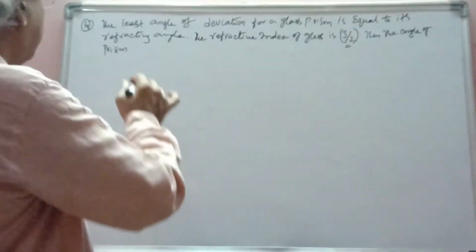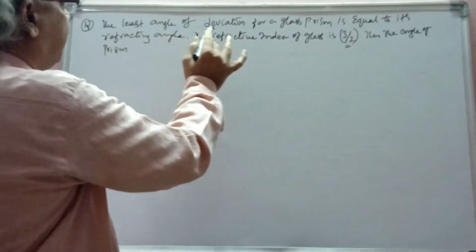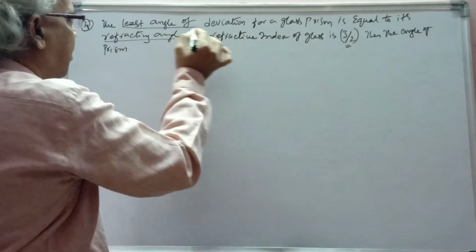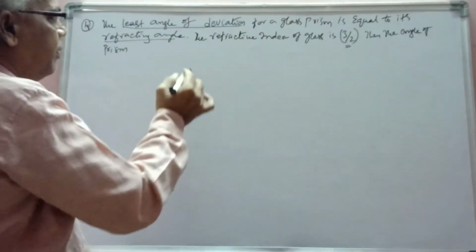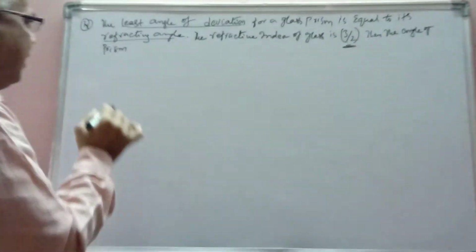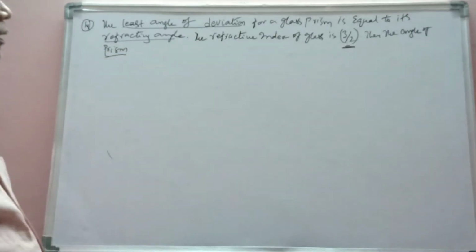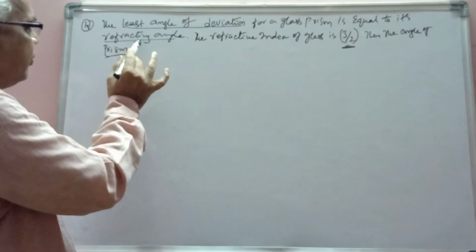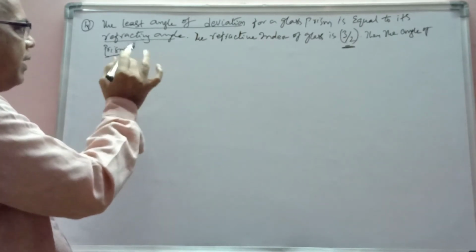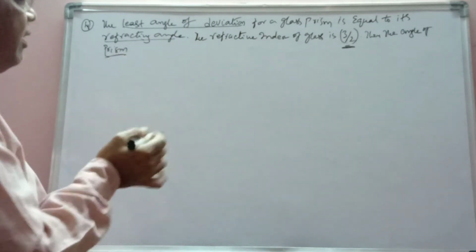In this problem, the least angle of deviation for a glass prism is equal to its refracting angle. The refractive index of the glass prism is 3 by 2. Then find the angle of the prism. Angle of prism means A. This refracting angle, which we already discussed, is the angle of prism.